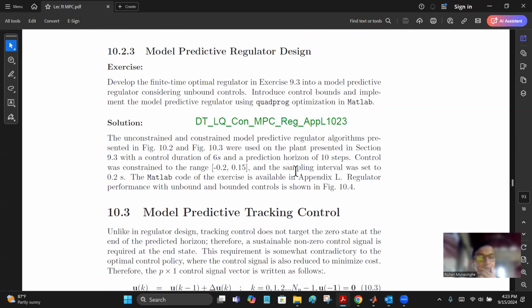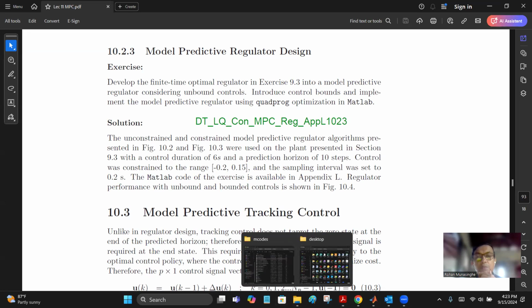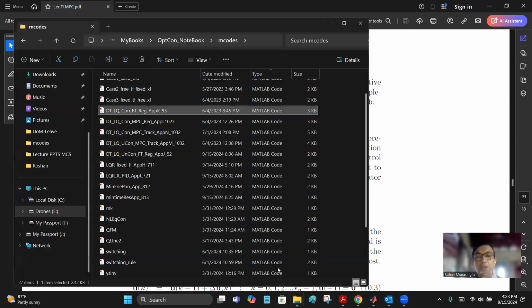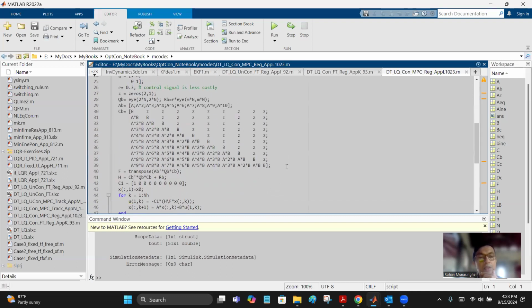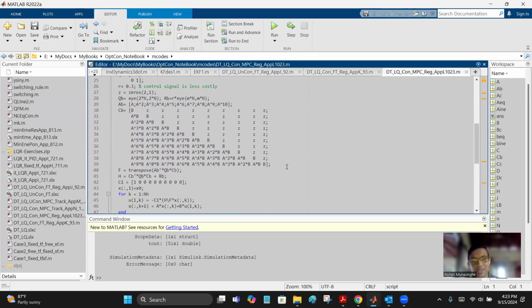Now we have another exercise. I think it's Appendix L, 10.2.3. So let me launch that one. Appendix L, this one. All right, so you can see much of the code is the same. So this is the beauty.